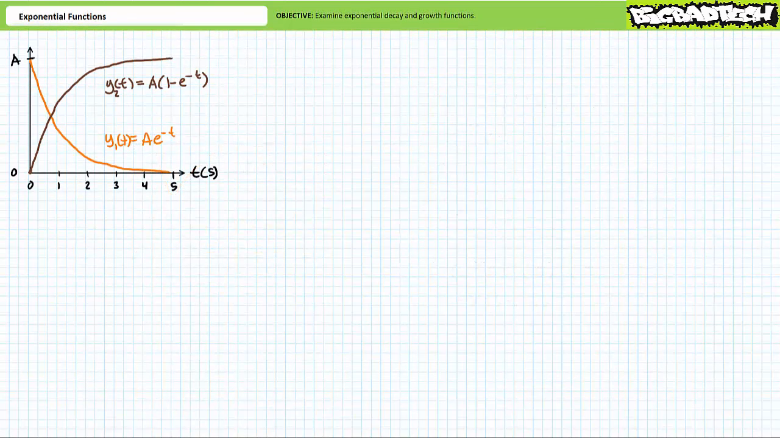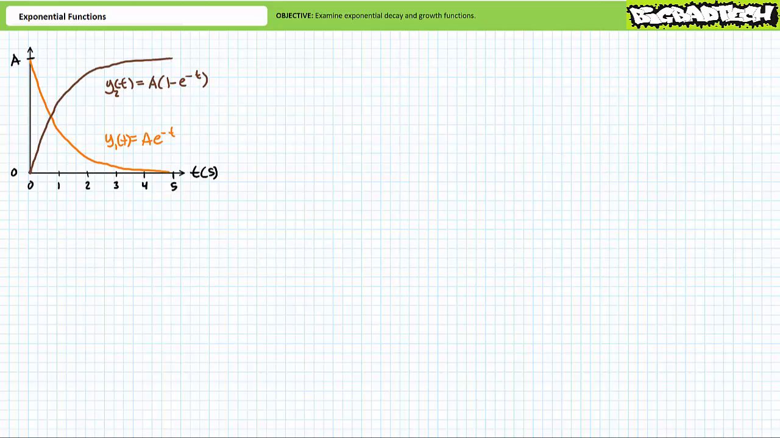All right, let's step it up one more notch. What if the variable x wasn't x, but rather t, as in time? This doesn't change our game too much. Consider our general purpose decay function, y1 of t equals a times e to the negative t, evaluated at t equals 0, 1, 2, 3, 4, and 5 seconds.